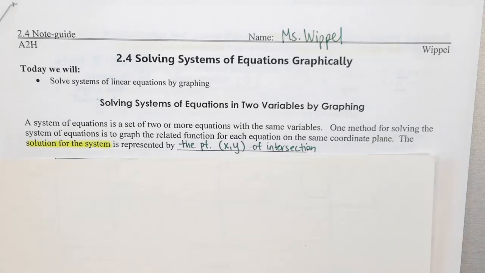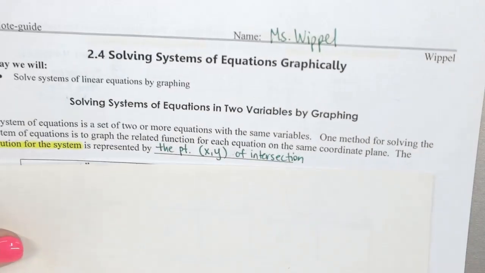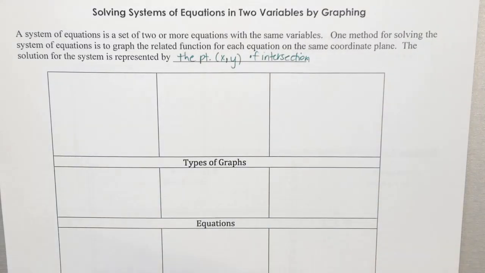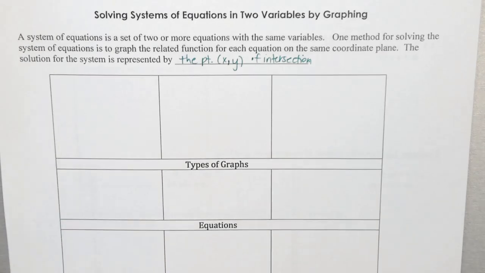Okay, so you should have the point xy of the intersection there. And then what we're going to do is we are going to draw our graphs for each of these. Okay, so it's the point xy of your intersection. So in each of the first three boxes, we're just going to start by drawing a grid. Okay, so we're going to draw an XY grid here.